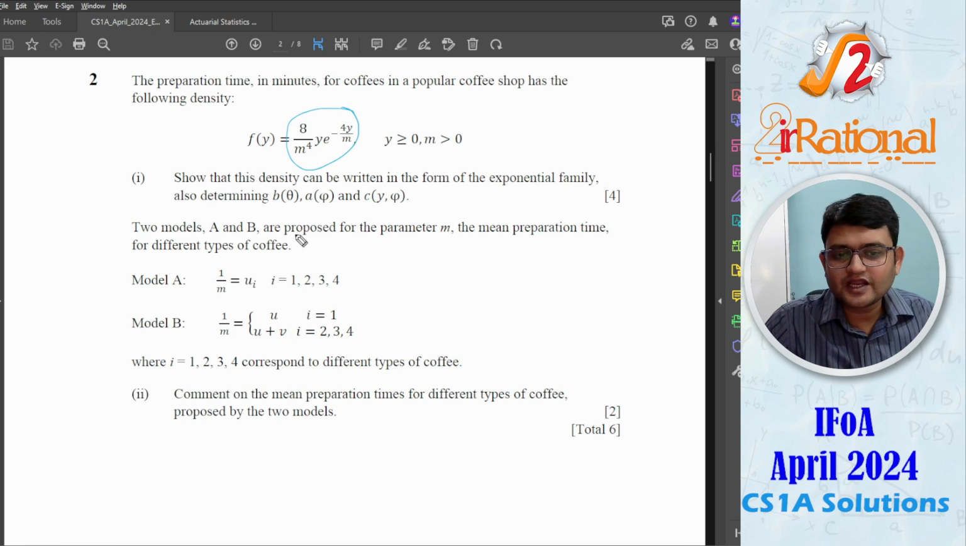Two models A and B are proposed for the parameter m, the mean preparation time for different types of coffee. Model A: 1 by m is u_i, where i is 1, 2, 3, 4. Model B: 1 by m is u for i equals 1 and u plus v for i equals 2, 3 and 4, where these correspond to different types of coffees. Second part, comment on the mean preparation time for different types of coffee proposed by the two models.